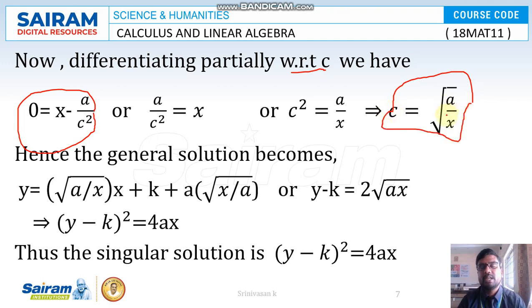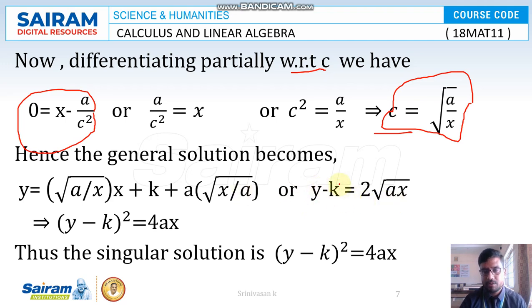That meaning is to eliminate c in the equation 2. That's why we found the c value. So hence the general solution is y equal to root a by x into x plus k plus a into root x by a, or y minus k equal to 2 root a x.